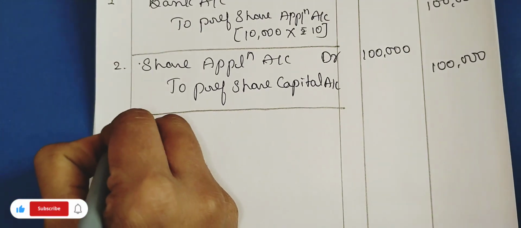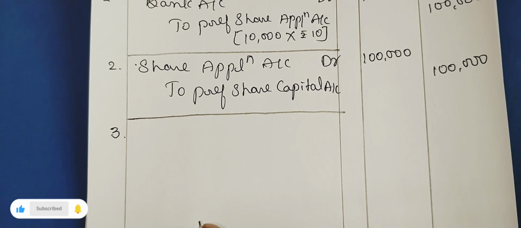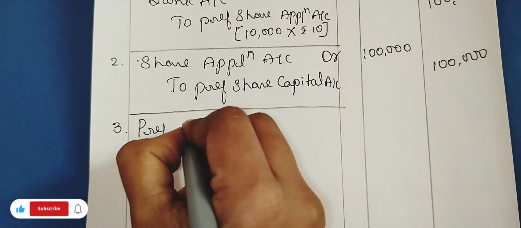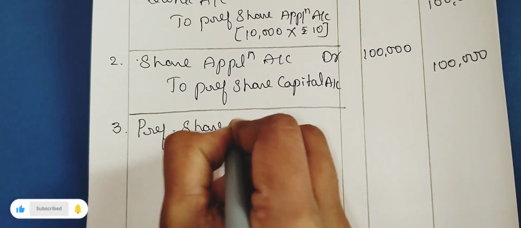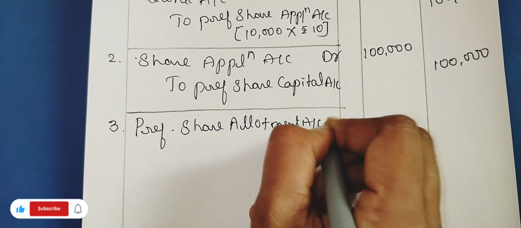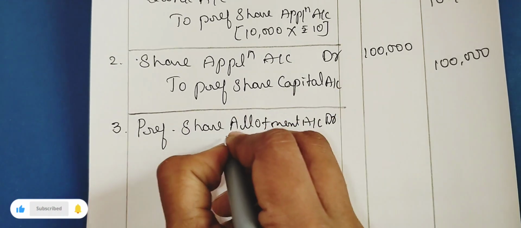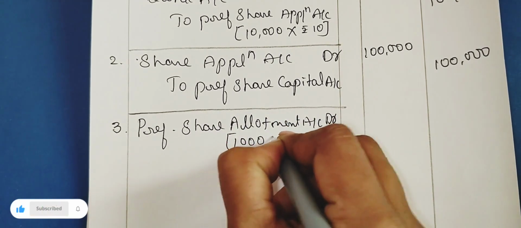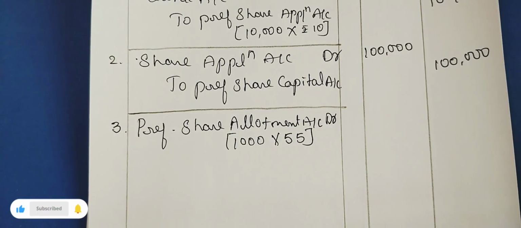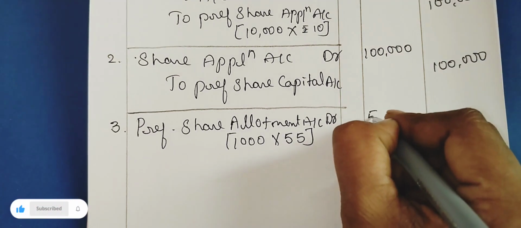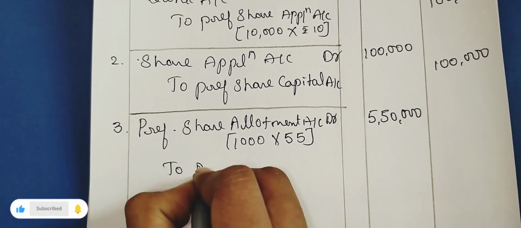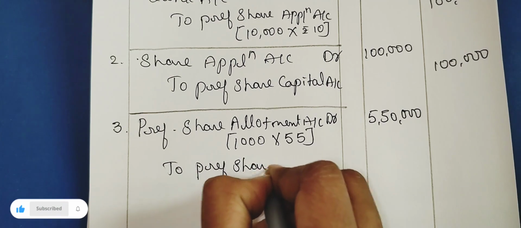Next entry is allotment. Allotment we have premium also. Preference shares. First entry is due entry. Preference share allotment account debtor, that is 10,000 into 55 including premium. 10,000 into 55 is 5 lakh 50,000 to preference share capital account.